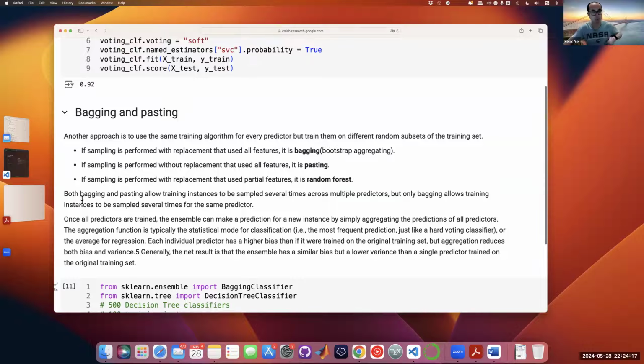So as I said, both bagging and pasting allow the training set to be sampled multiple times across the multiple predictors. I don't think that's bagging. That's bagging in a random forest.